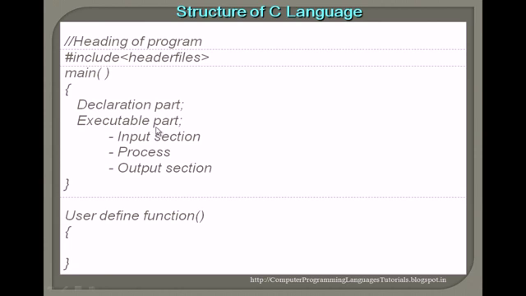Then there is the executable part, in which you first write an input section. What you need to perform the program is the input section. Then perform the calculation in the process section and display the output. Then what is this part? This part you need when you want to create your own functions and use them in a C program. It is not a compulsory part, but for the first program you need this one part.